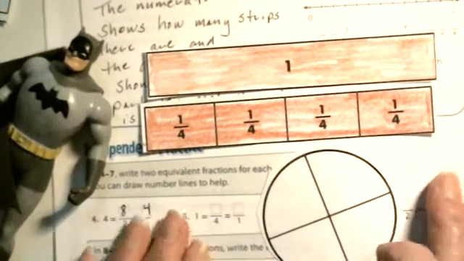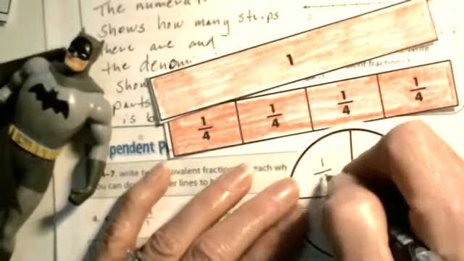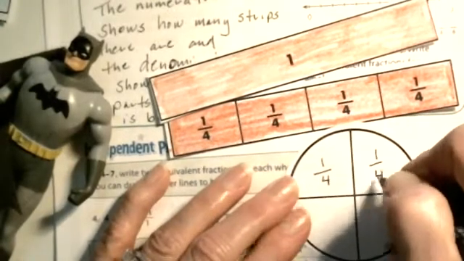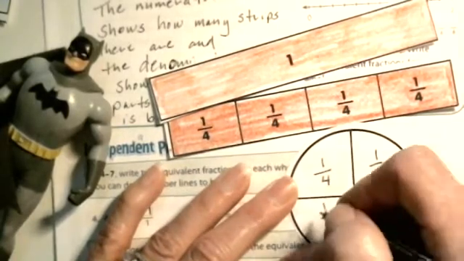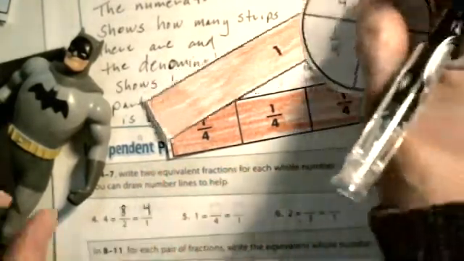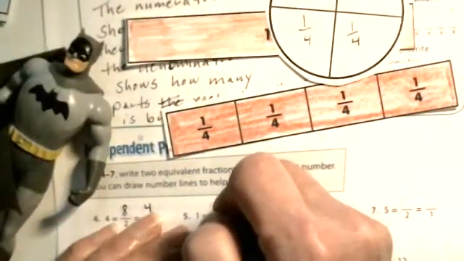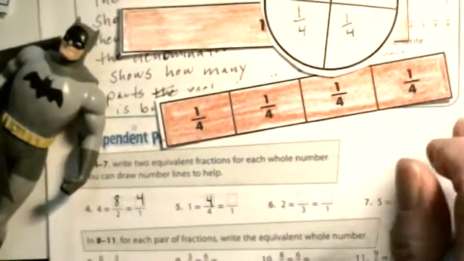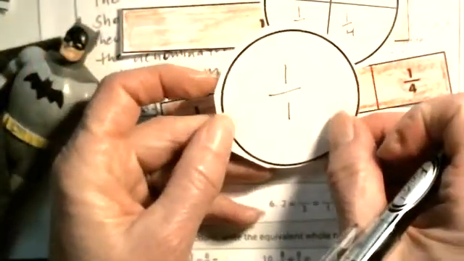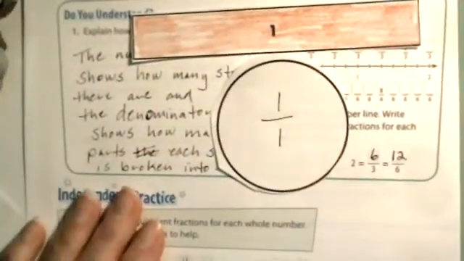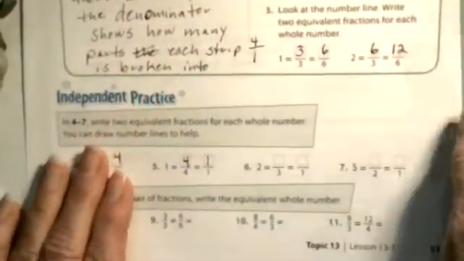4 fourths equal 1 whole. This is 1/4, 2/4, 3/4, 4 fourths equal 1 whole. 4 fourths equal 1 whole. Here's a whole. To write 1 whole as a fraction, you just put 1 over 1. It's 1 piece broken into 1 piece.